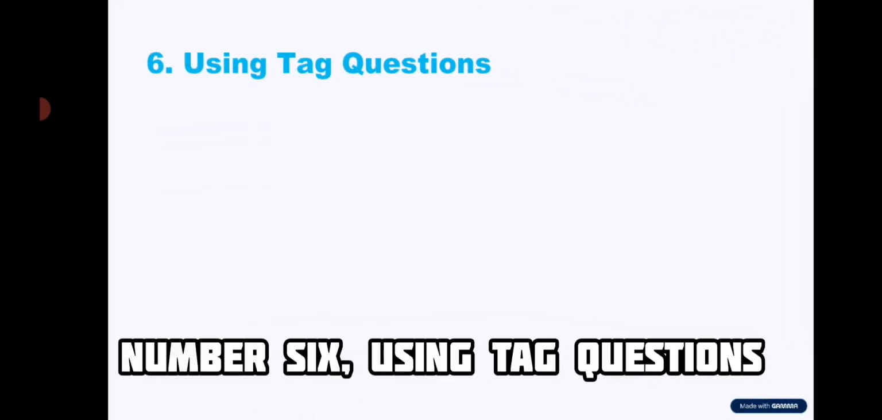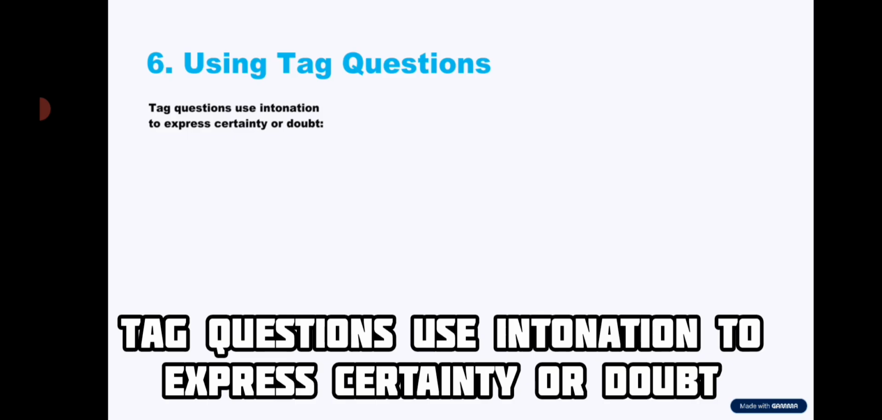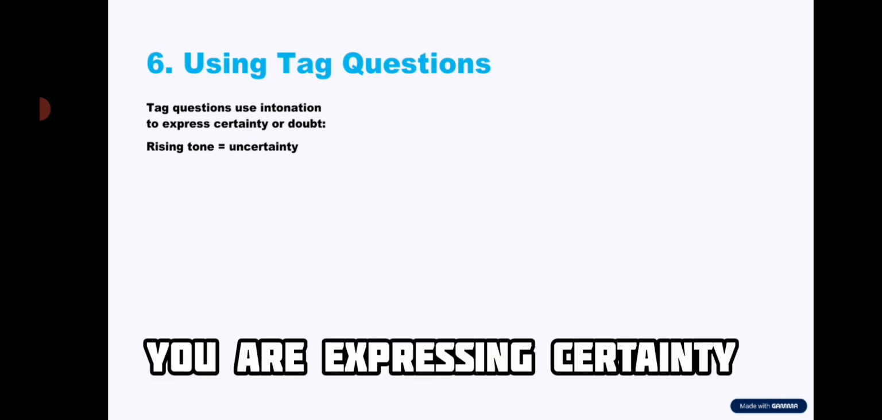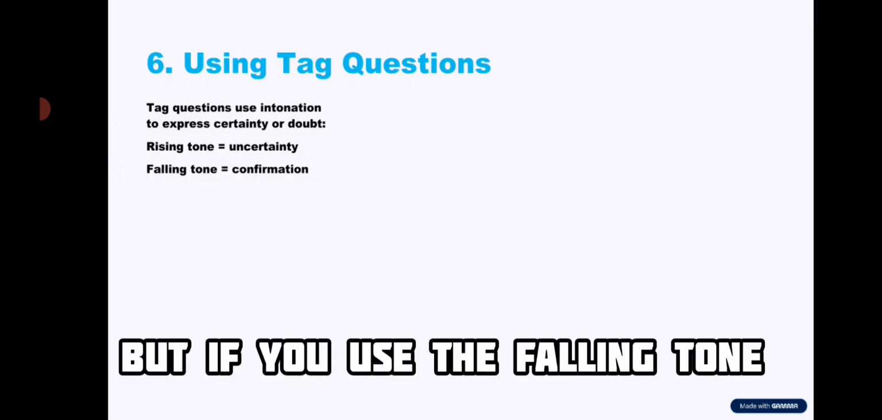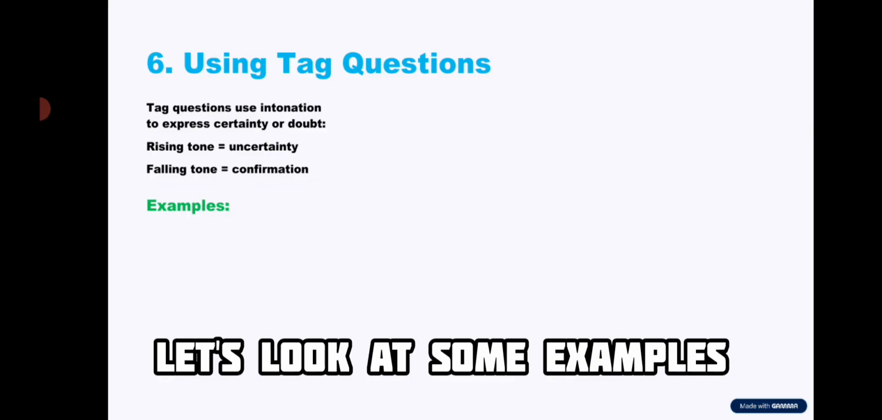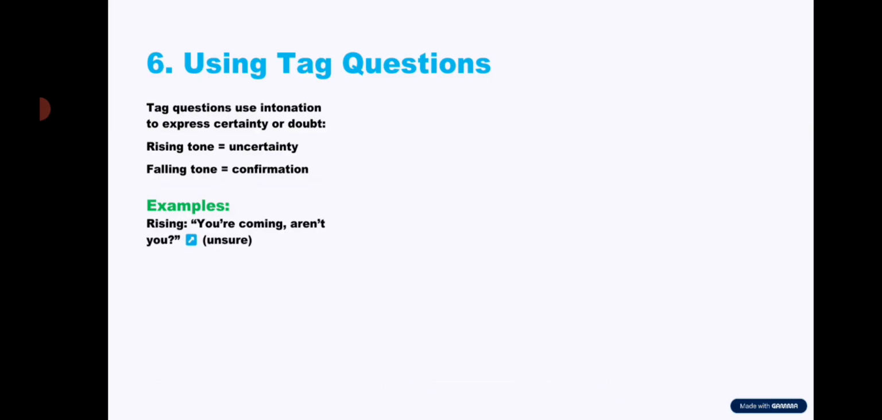Number 6, in using tag questions. Tag questions use intonation to express certainty or doubt. If you use the rising tone, you are expressing certainty. But if you use the falling tone, you are indicating confirmation. Let's look at some examples.